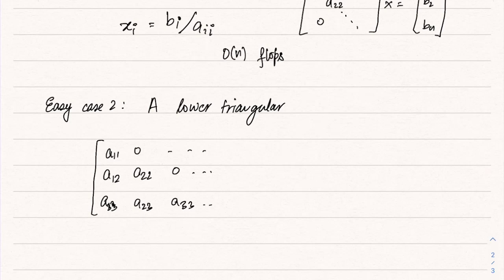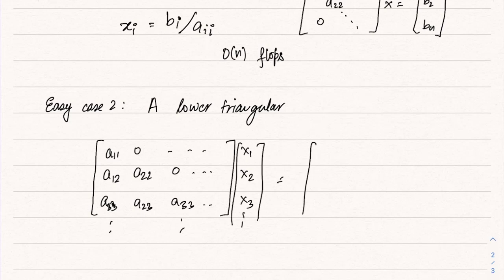So it would continue something like this. And you have X1, X2, X3, and so on. And this is equal to B1, B2, B3, and so on. Right? So this would be the lower triangular case. This is A. And how would we solve this?